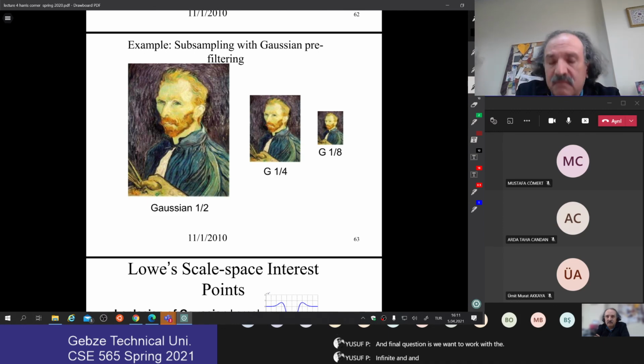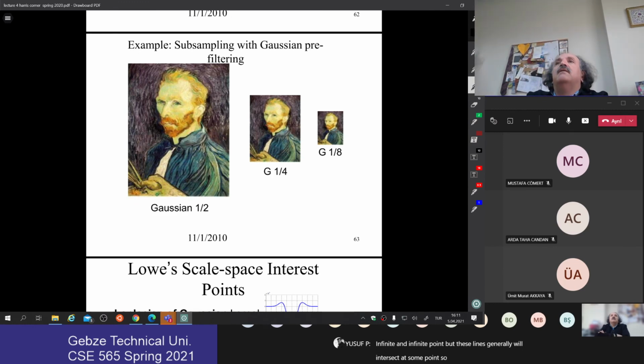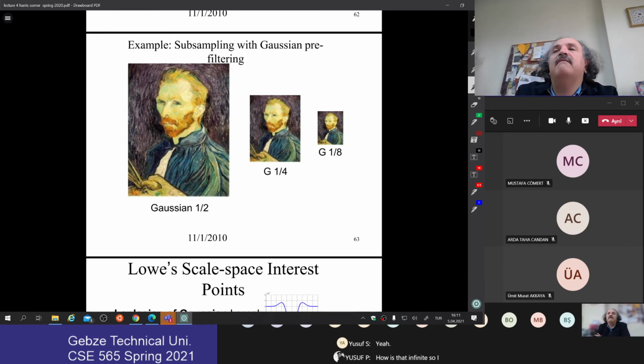And the final question is, we want to work with an infinite point. But these lines generally will intersect at some point, so how is that infinite? Am I just going to add 0 to the third coordinate and this is the infinite coordinate? No, of course not. Parallel lines in your original image will most of the time intersect, but on your top view image they will not. But we don't work with the top view image. Yes, you do, because the homography that you are trying to create is from the original image to the top view image, right?